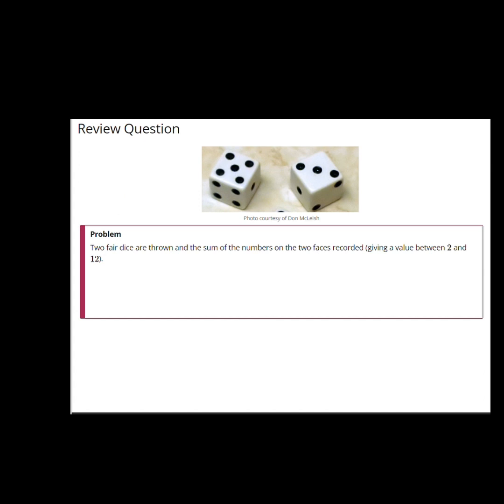And finally, here is a review question that you can try on your own. 2 fair dice are thrown, and the sum of the numbers on the 2 faces is recorded. And of course, this gives you a value between 2 and 12. Write down an appropriate sample space, define the event that the sum is an even number, and find the probability of that event, P of A.